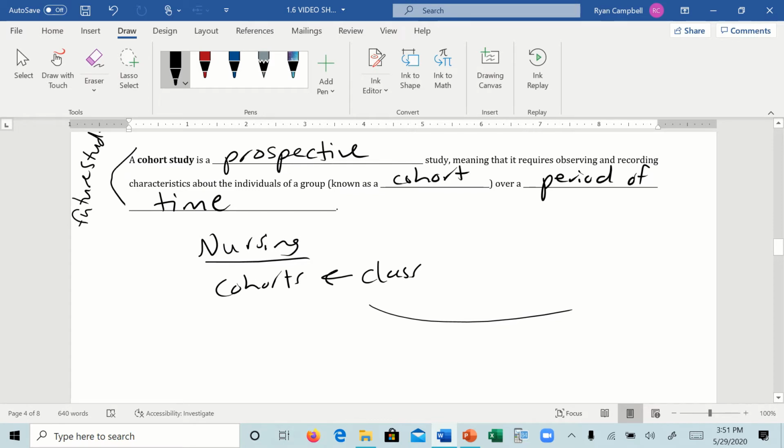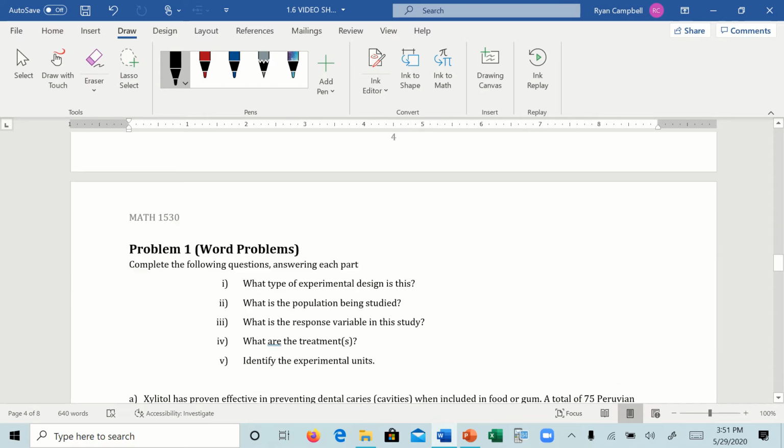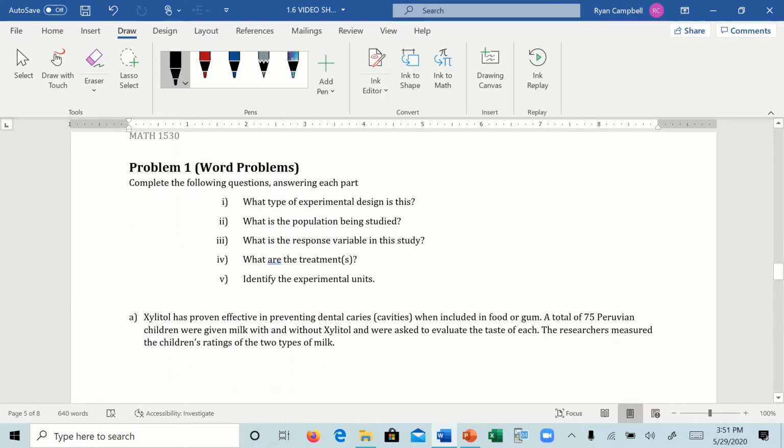All right, so we talked about a lot of stuff. Let's actually put all these definitions together. So we only have one problem, 4 parts to it. So for each of these, we ask ourselves 5 questions. What's the experimental design? What is the population being studied? What's the response variable? What are the treatments? And what are the experimental units?